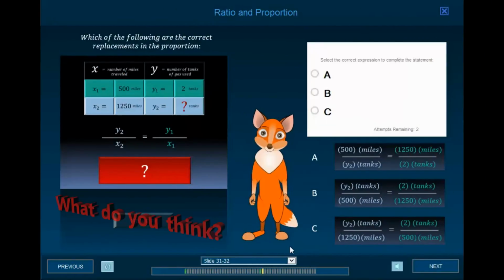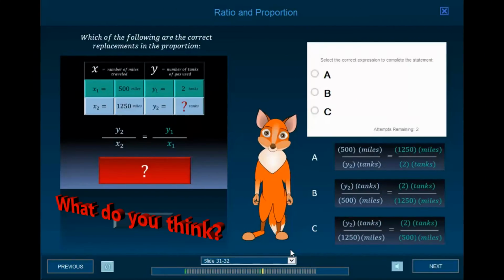Which of the following are the correct replacements in the proportion?